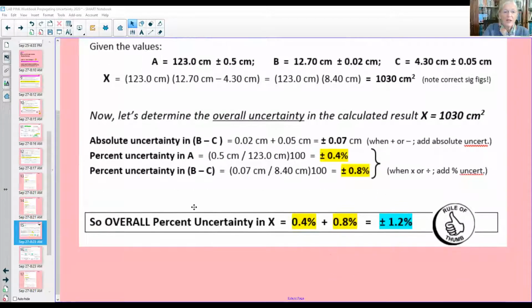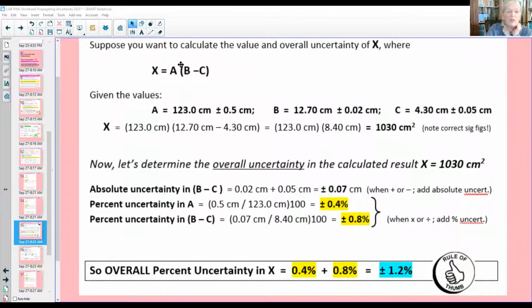So now let's determine the overall uncertainty in the calculated result of X. You've got this parenthetical mathematics of B minus C. When you subtract, remember that you've got to add absolute uncertainties. So you add them to be 0.07. That is the absolute uncertainty of that parenthetical phrase. You've got the value A. For A, you're going to find the percent uncertainty because ultimately in A, you will multiply.